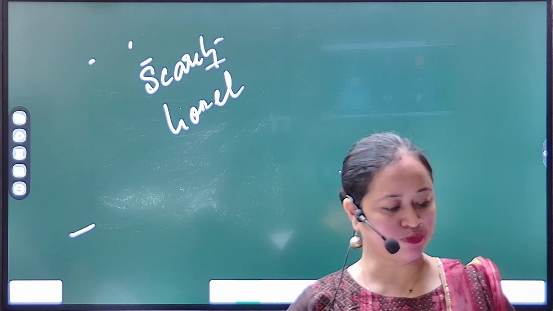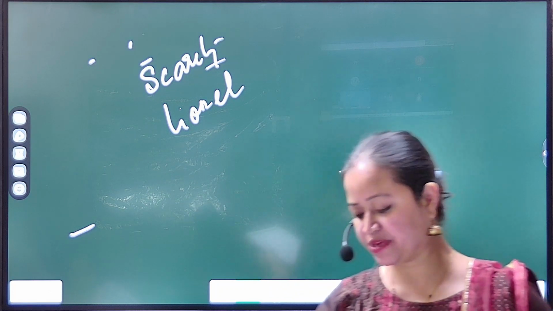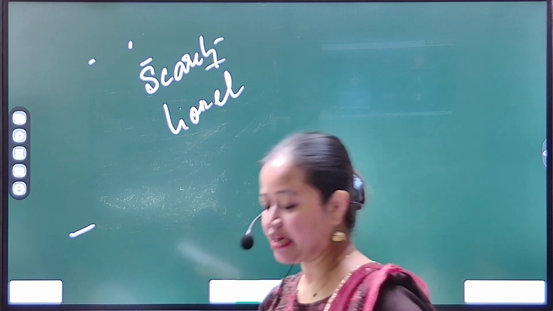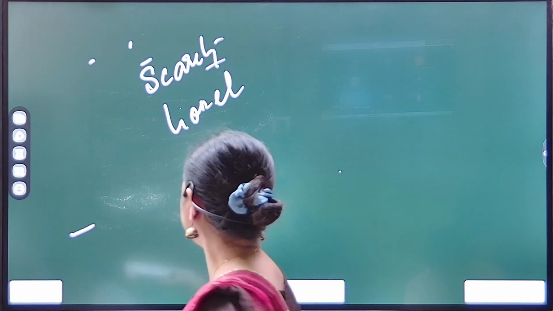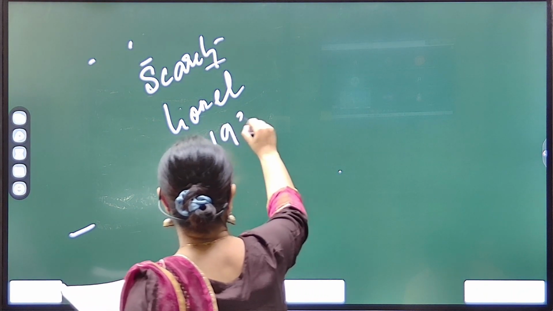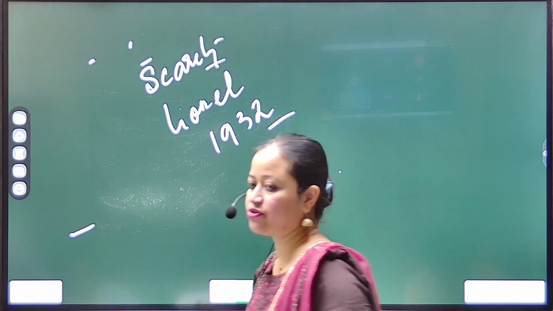And the name of the book written by Lionel Robbins is An Essay on the Nature and Significance of Economic Science in the year 1932. So you write down the year also.